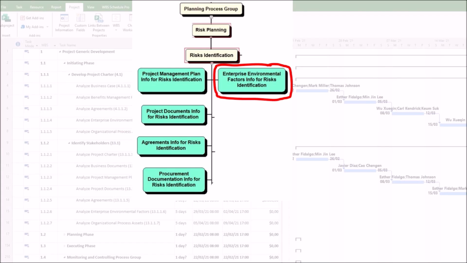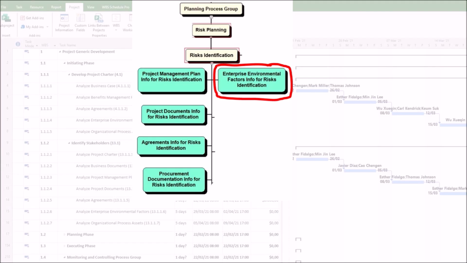In conclusion, enterprise environmental factors are the essential background against which all risks are identified. They are not a passive input but an active component that must be continuously scanned and analyzed. A robust identify risks process explicitly and systematically reviews relevant enterprise environmental factors to ensure the project team has a comprehensive view of both the threats and opportunities that the project environment presents.